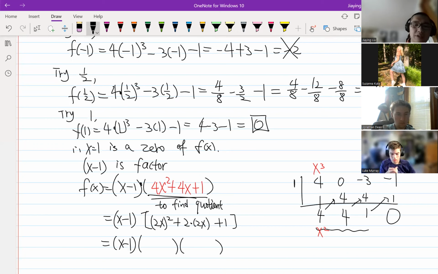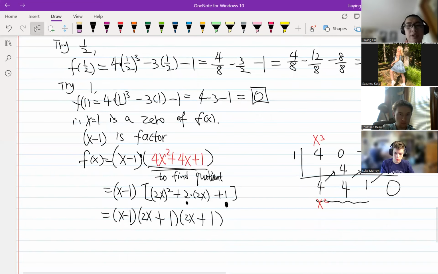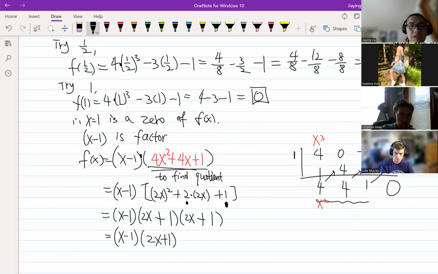I have 2x squared, so that means each parentheses is going to have 2x. And then I need 2 numbers that multiply to give me 1 and add to give me 2. So don't worry about the 2x in each parentheses because that's already taken care of. So 2 numbers that multiply to give me 1: that's 1, 1. And 1 plus 1 is 2. Perfect, it works well. So the actual factorization at the end is going to be x minus 1, 2x plus 1 squared.